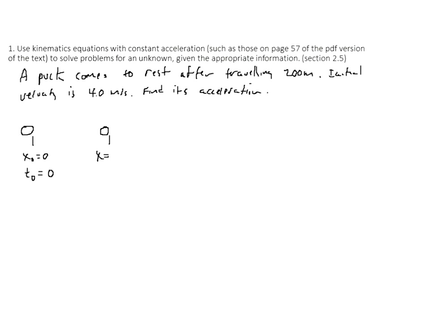X, which our book uses for x final, comes to rest after traveling 200 meters. We don't know how long it takes. It says initial velocity is 4 meters per second. Final velocity, there's no number here for final velocity, but it says that it comes to rest. So comes to rest is just a fancy way of saying that the final velocity is 0.